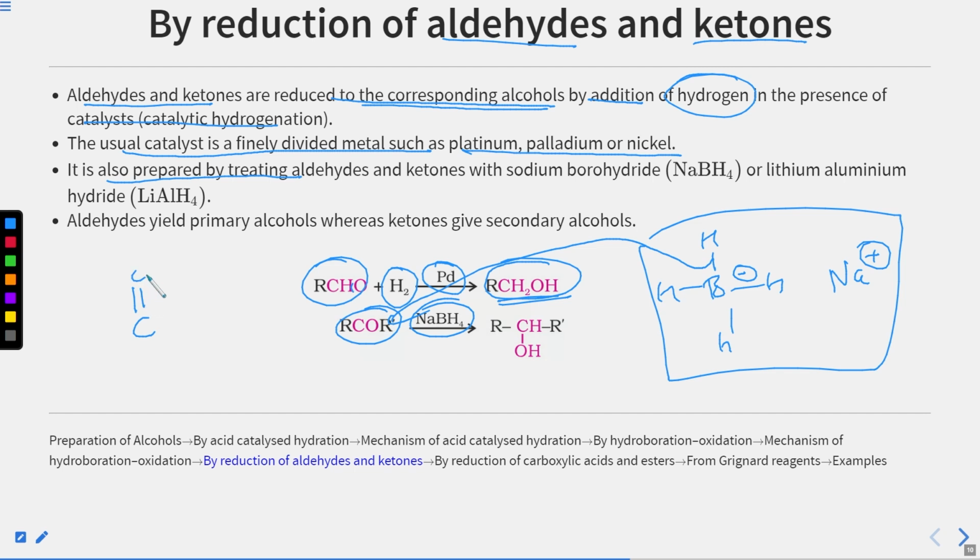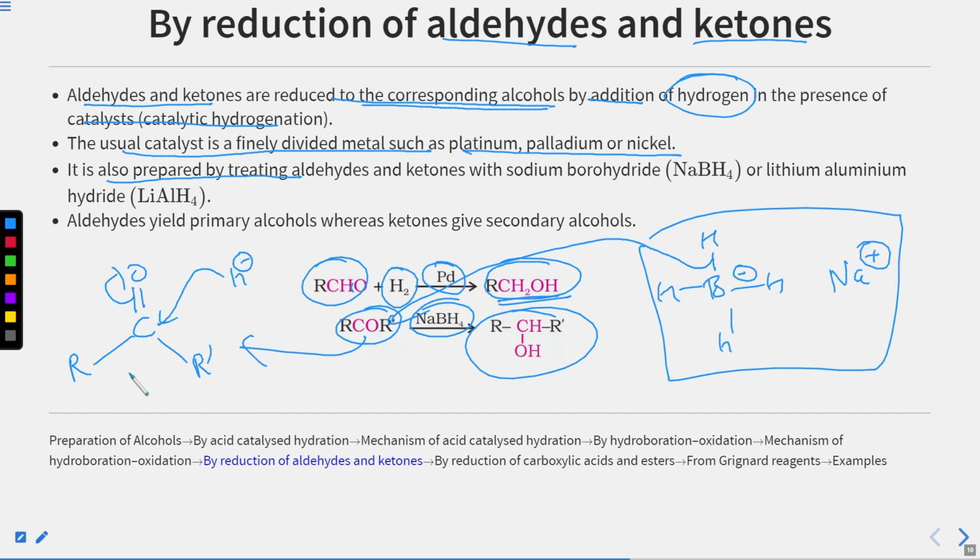We'll see what nucleophilic addition is later, but let me just give a glimpse of it. Suppose this is our ketone. Now this H from BH4 minus will go and attack here, and the charge will go to the oxygen. Now since we have H plus present in the solution, this O negative charge is further neutralized, and we get this R-CHOH-R.